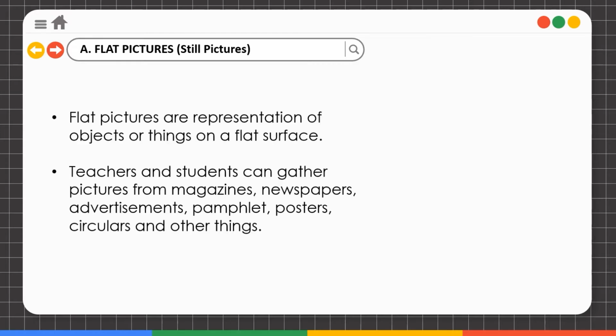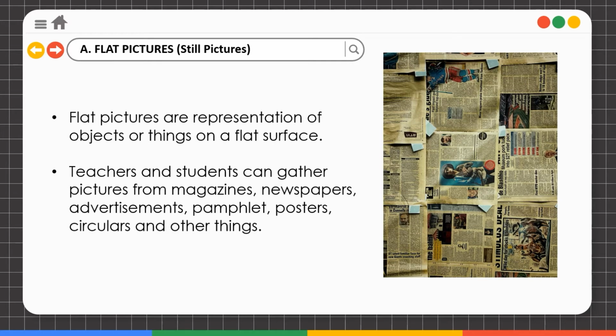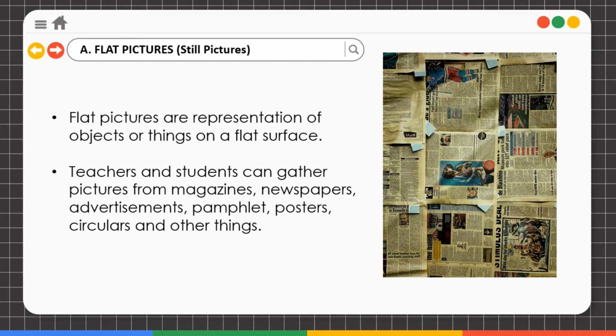Number 1, flat pictures are also known as still pictures. So flat pictures are representation of objects or things on a flat surface. So these are two-dimensional aids. Ito yung mga pinakamura, madaling mahanap at madaling magamit na uri ng mga materials. Madalas sa mga ito ay nahahanap lang kung saan-saan at walang bayad, kumbaga libre. Maaari tayong makakuha ng mga ito sa mga magazine, newspaper, advertisement, pamphlet, poster, circulars at marami pang iba.